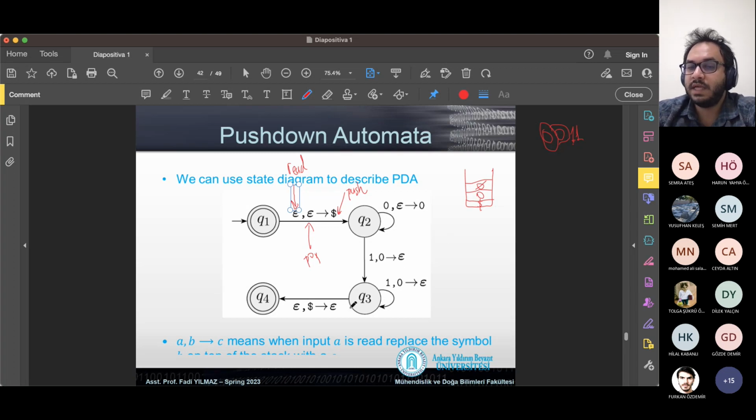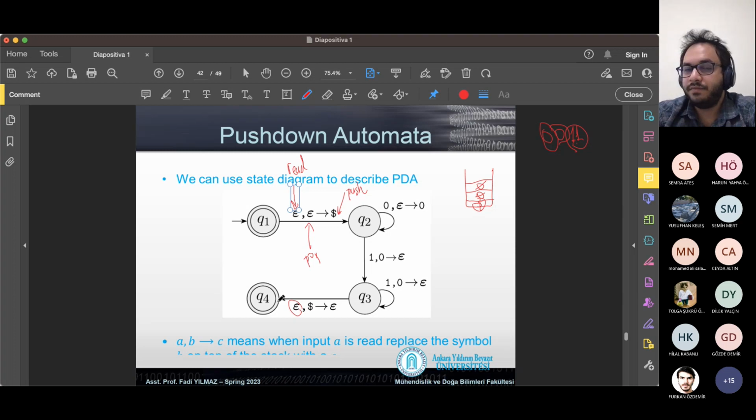I read the first 1, pop the first 0, and change my state. If I read another 1, the second one, I pop another 0, push nothing, and stay on Q3. This is where non-determinism helps us. Then you can read nothing, but pop the $ sign, push nothing, and go to Q4.